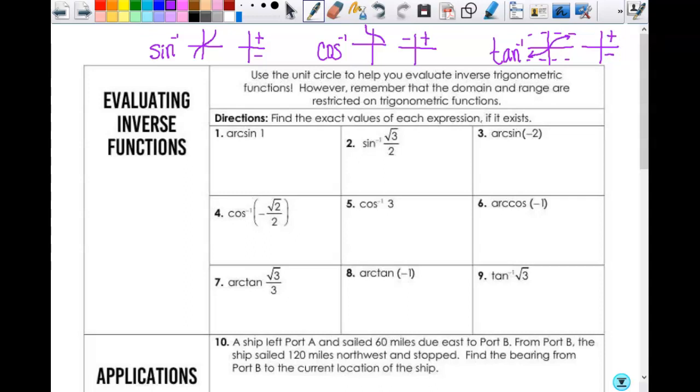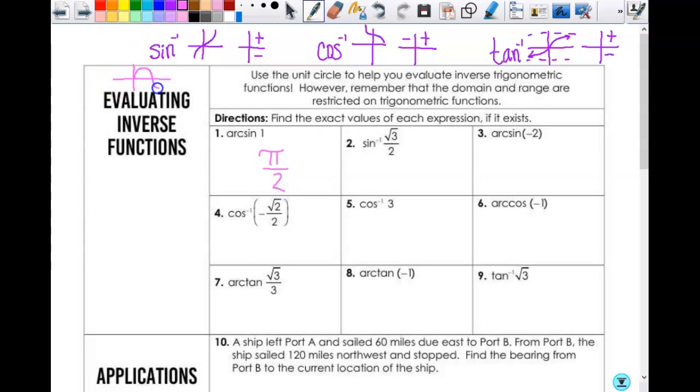All right, so we're doing things the opposite of what we have been doing. I've been asking you what is the sine, cosine, or tangent of a specific angle. Now I'm going to give you that value and you have to give me the angle. So the arc sine of 1, when the sine value is 1, what is the angle measure? Pi halves.